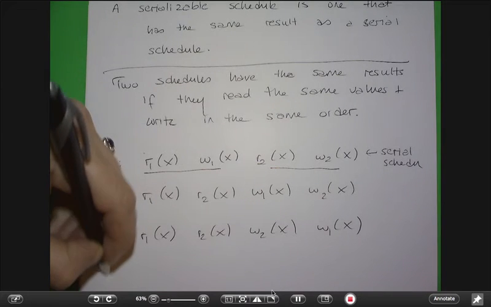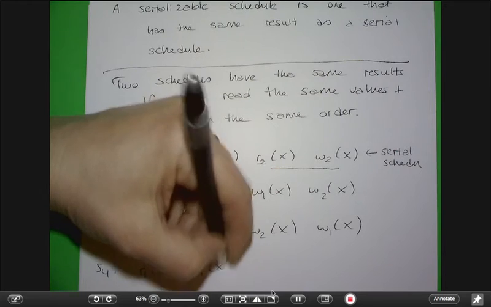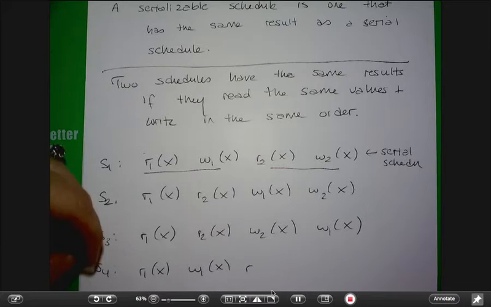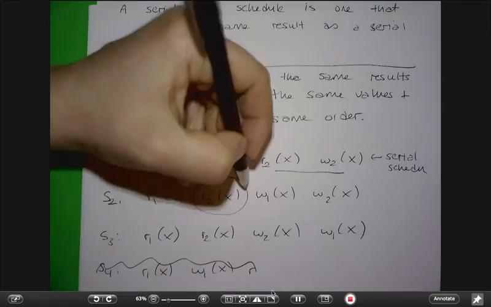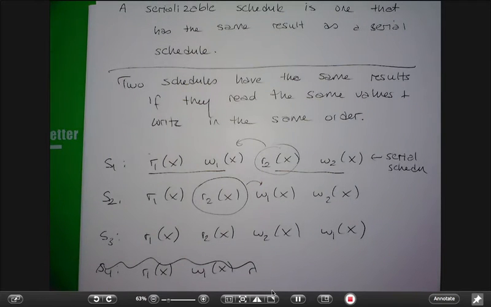I need to write one more. R1 of x, W1 of x. I guess I cannot find one that satisfies this. All right. Okay. So is S2 the same as S1? No, because this is reading a value before it writes, whereas here it's reading the value after it writes, right?